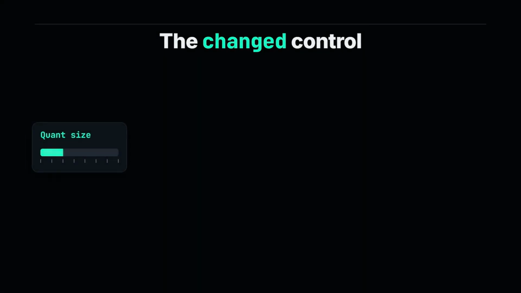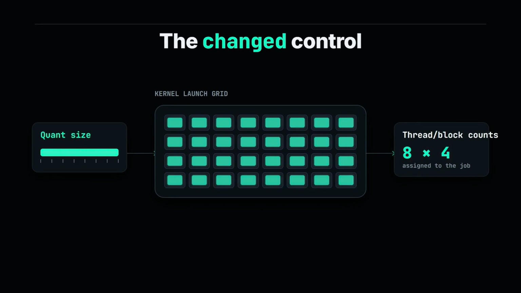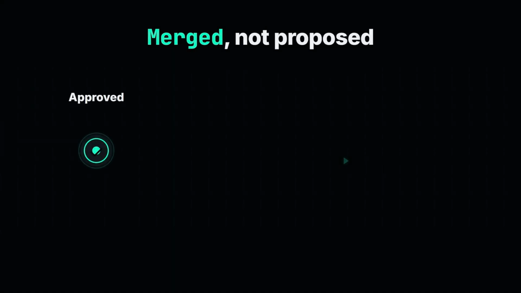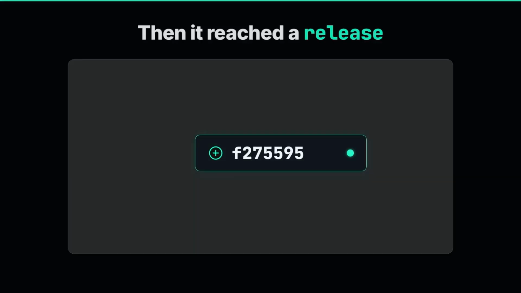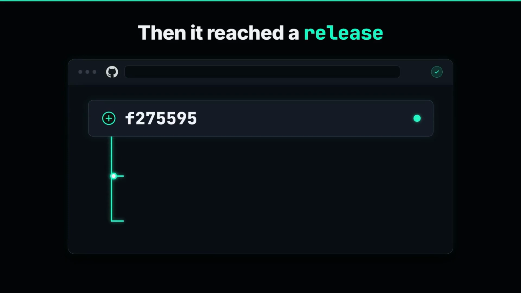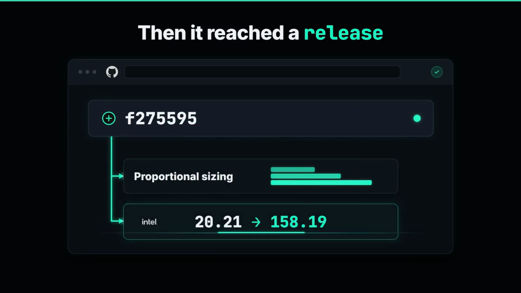GPU launch size is the thread and block count assigned to a job. The fix now scales those counts with quant size. Pull request 27160 was approved, then merged into llama.cpp master, with one commit on August 17th. That places the focused fix in master. Release B10456 points to commit F275595. Use that commit when checking whether your build contains the sizing change.